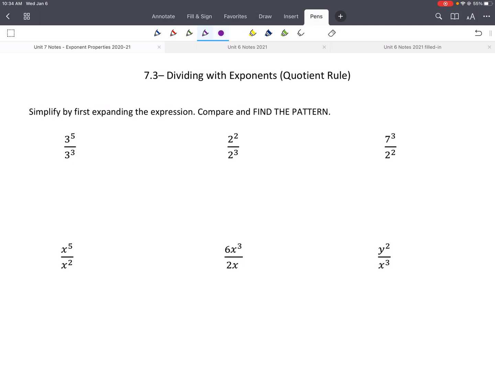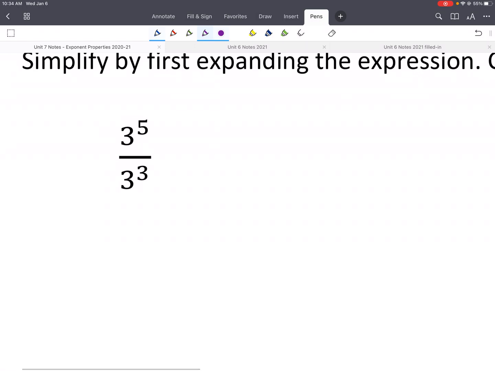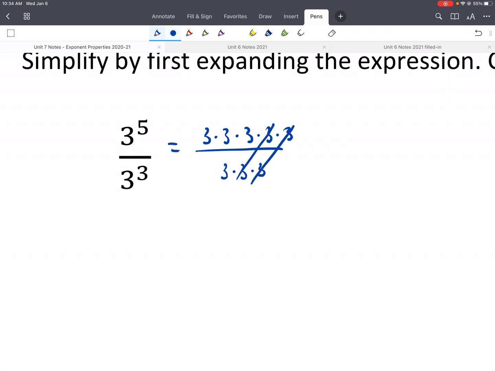All right. So here on the top, we have 3 to the 5th. Well, that's just 3 times 3 times 3 times 3 times 3. And on the bottom, we have 3 to the 3rd. Well, that's just 3 times 3 times 3. We kind of did this last time: if we're dividing, we can cancel top and bottom. And that just leaves us with 3 times 3, or 3 squared.